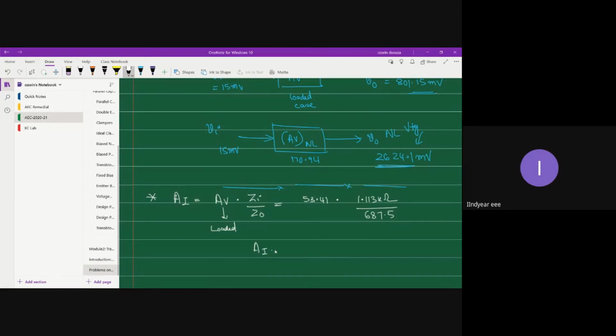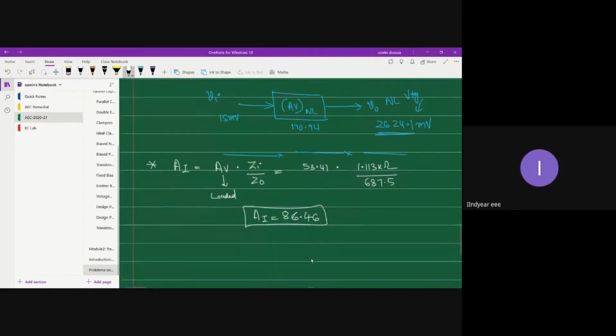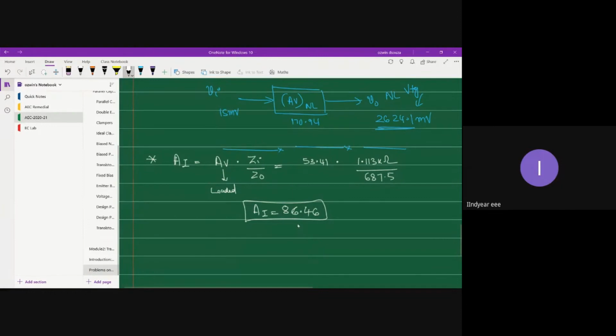Are you getting current gain as 86.46? Yes, sir. So this is one thing you have to understand: the current gain of the transistor, beta, is 100. So the current gain of the transistor is 100, but in your real circuit, you get about 86.46 units of current gain. So that's how you have to compare.